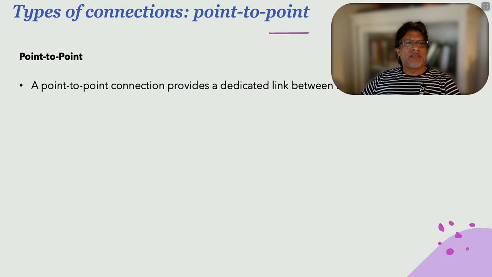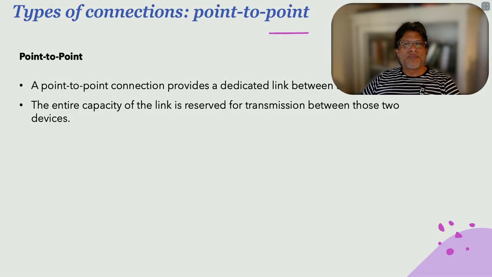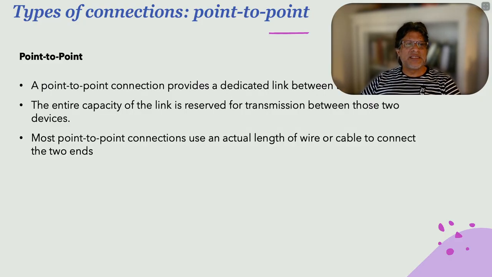Point-to-point connection basically provides a dedicated link between two devices. In this particular case, the entire capacity of the link is reserved for transmission between those two devices, right? Because it's one point to point, there's nothing else on that connection itself. It's a dedicated link between the two devices.